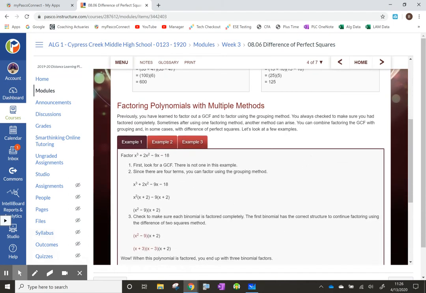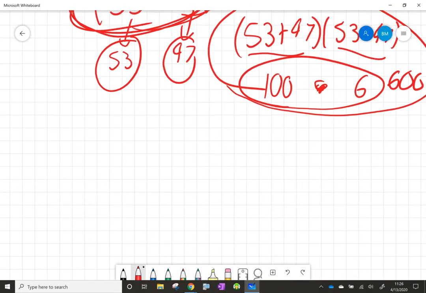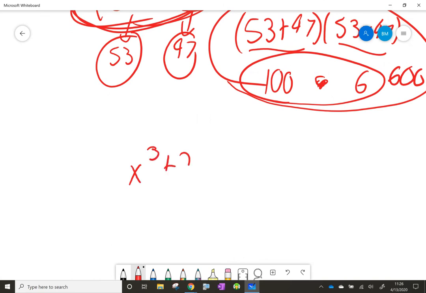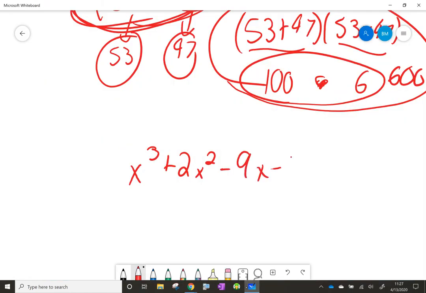Okay, so now let's look at this example. You can obviously see it's already fully worked out, but let me try to break it down for you step by step. So they have x to the third plus 2x squared minus 9x minus 18. This looks familiar.